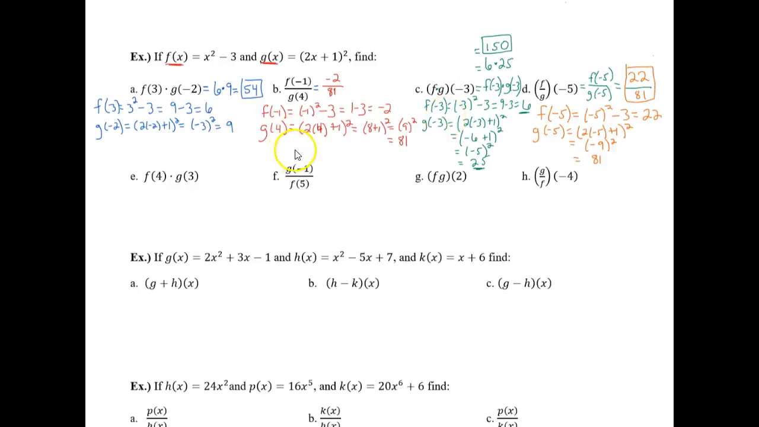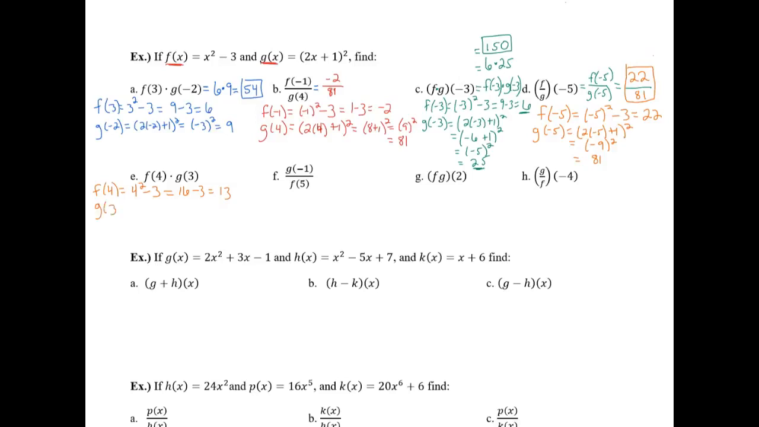Alright, let's see how you did. So, first I'm finding f of 4 times g of 3. Alright, so I'm going to start with f of 4. Going back up to my f function, it will be 4 squared minus 3. And 4 squared is 16. 4 times 4 minus 3 gives me 13.